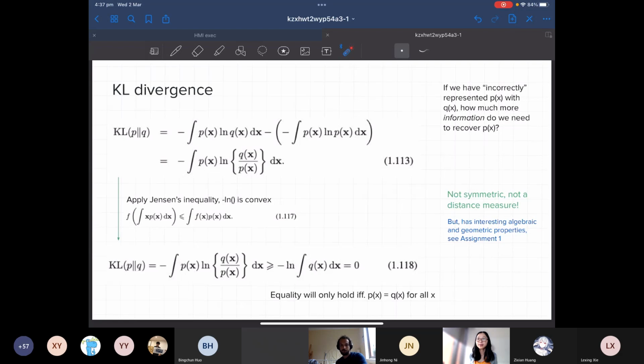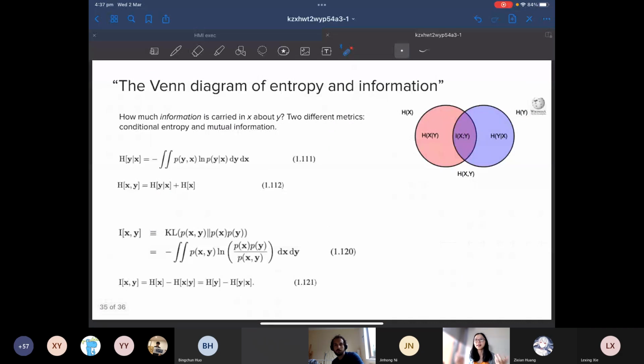It's not symmetric in P and Q, as hinted in this question, and it's not a proper distance measure. But we can show, using Jensen's inequality, that the KL divergence between P and Q is always non-negative, and it's only 0 when P and Q are equal. So that's nice. It's an intuitive measure of how different two things are, despite not having the formal qualities of a distance metric.